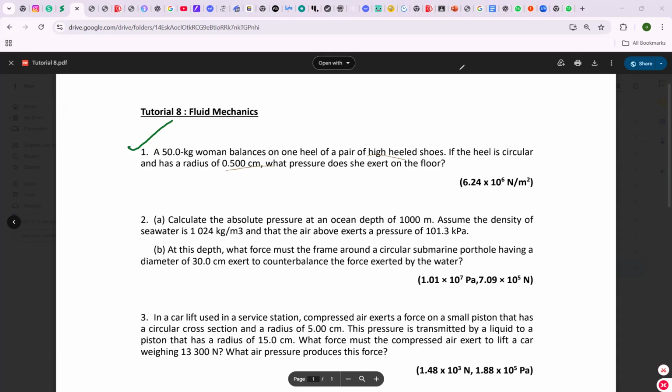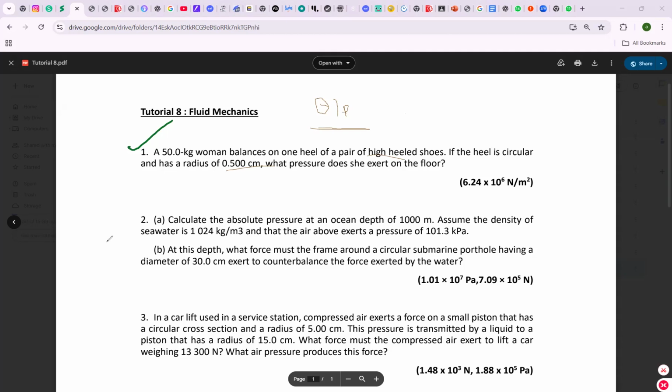Okay. So, the heel of the shoes. The heel is circular, has a radius of, so this is like the heel. So the radius is like this much, right? Yes. And then what pressure does it exert? The pressure on the floor. You don't need to write anything, you can just tell me. So here a 50 kg woman balances on one heel of a pair of high-heeled shoes. If the heel is circular and has a radius of this much.